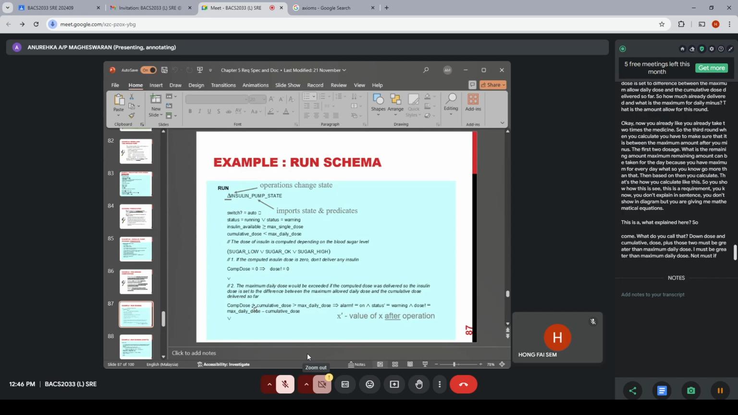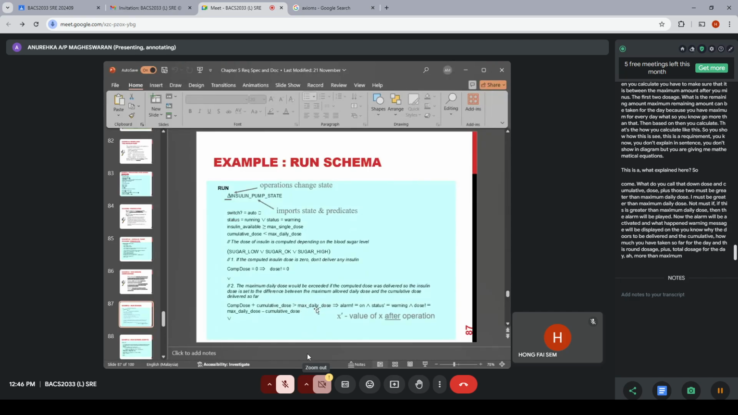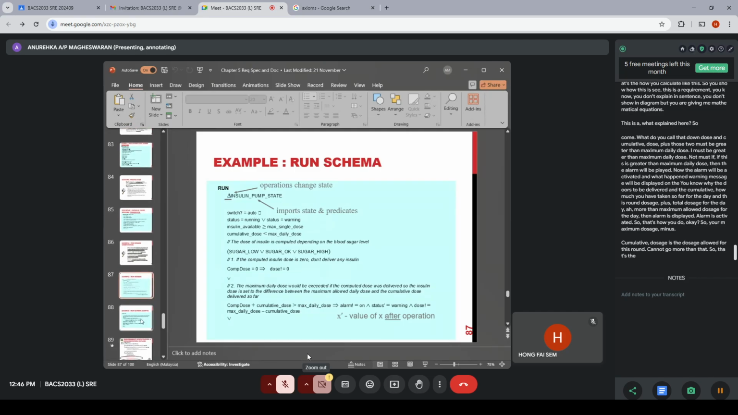If this is greater than the maximum daily dose, then the alarm will be activated, and a warning message will be displayed on the screen. You know why? The dose to be delivered and the cumulative, how much you have taken so far for the day, this round's dosage plus the total dosage for the day is more than the maximum allowed dosage for the day, then the alarm is activated. So that's how you do it. Your maximum dosage minus cumulative dosage is the dosage allowed for this round. Cannot go more than that. Okay, so that's the meaning. Can you understand?